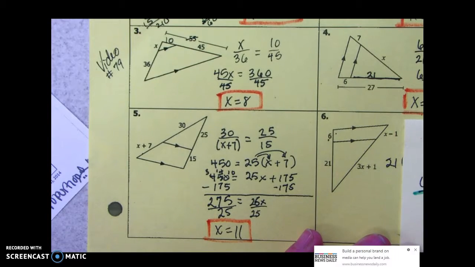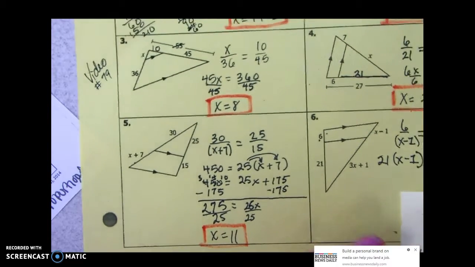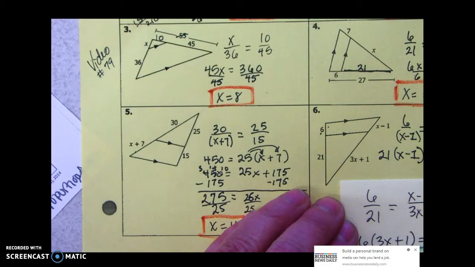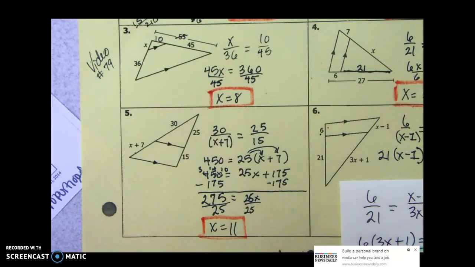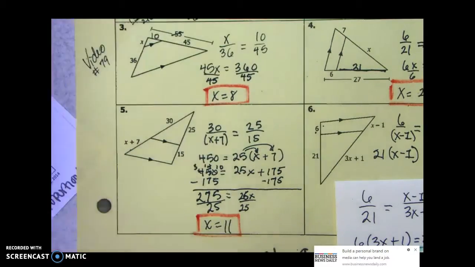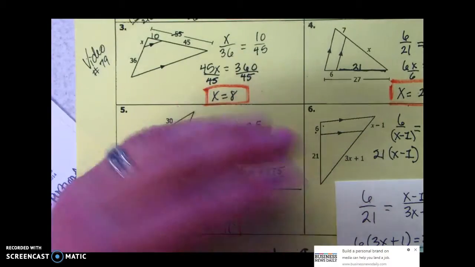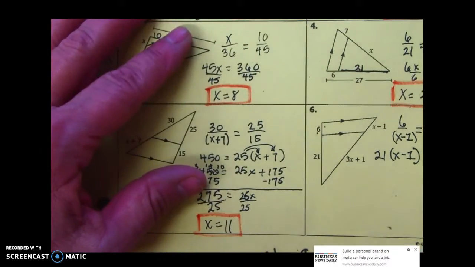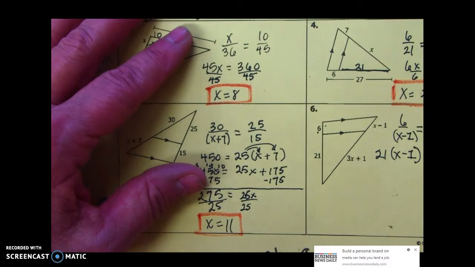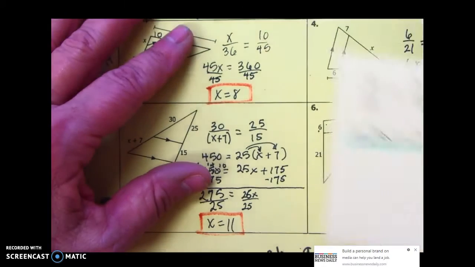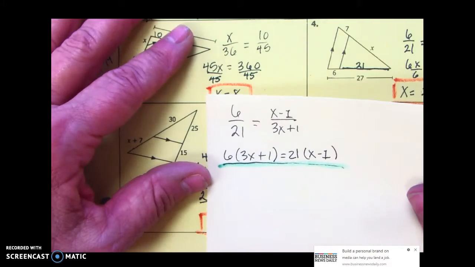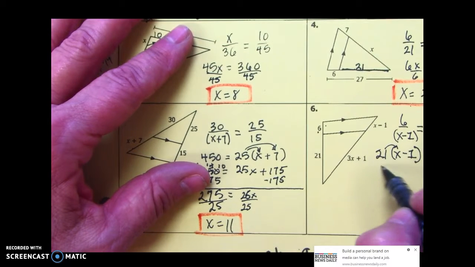So did this come out the same? 21 times x minus 1 right here equals 6 times 3x plus 1. Comes out the same. So our answers are going to come out the same. So when you're comparing, that's the part you want to look at. If you and your neighbor have it set up differently, then you really want to check and make sure you're being consistent in your proportions where they're equal. From that point on, everything's the same. So I'm just going to work this one through.